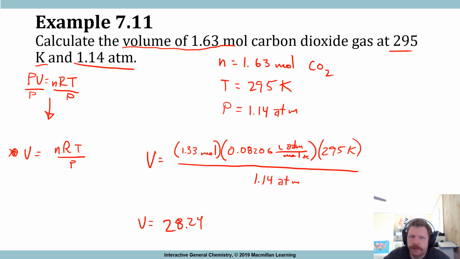so that we know what units we're working with. If we look back at our solved equation, moles will cancel. Kelvin will cancel. Atmospheres will cancel, and we're left with liters. So that's all there is to that.